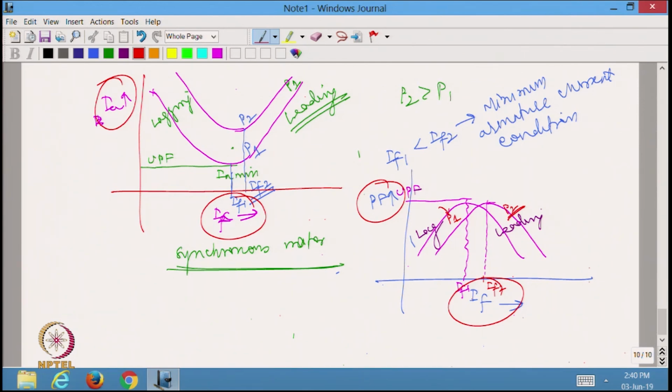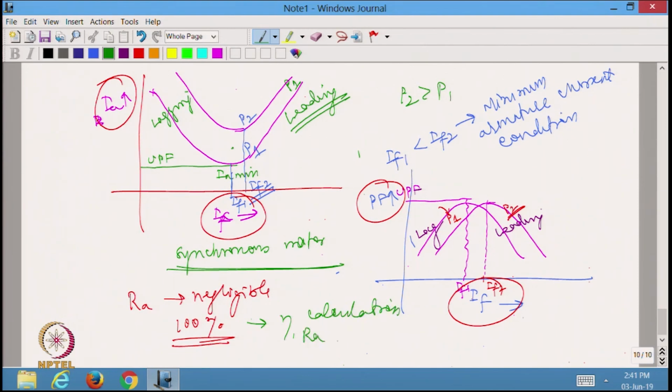Now, because we said resistance is negligible, there is hardly any real power loss that we are talking about, then we will call the efficiency almost 100%, which defies the second law of thermodynamics. No machine can have 100% efficiency. So, whenever we do the efficiency calculation, we will normally consider RA. RA should be taken into account. Whereas, whenever I am not doing an efficiency calculation, most of the time we may neglect RA, right.